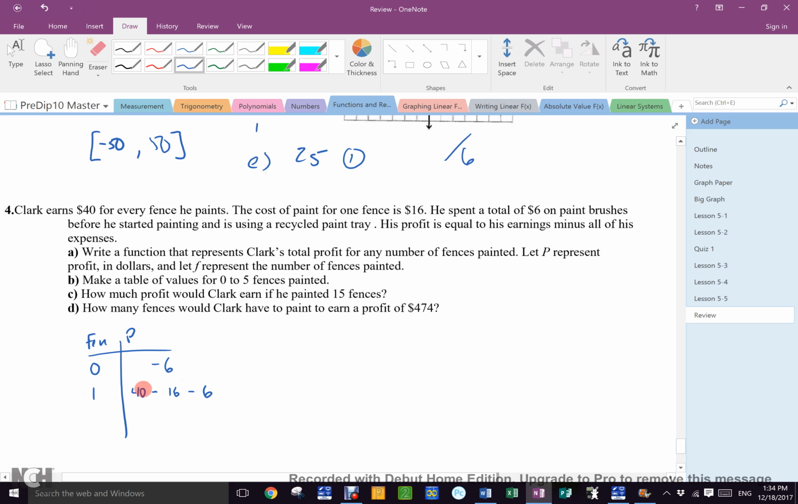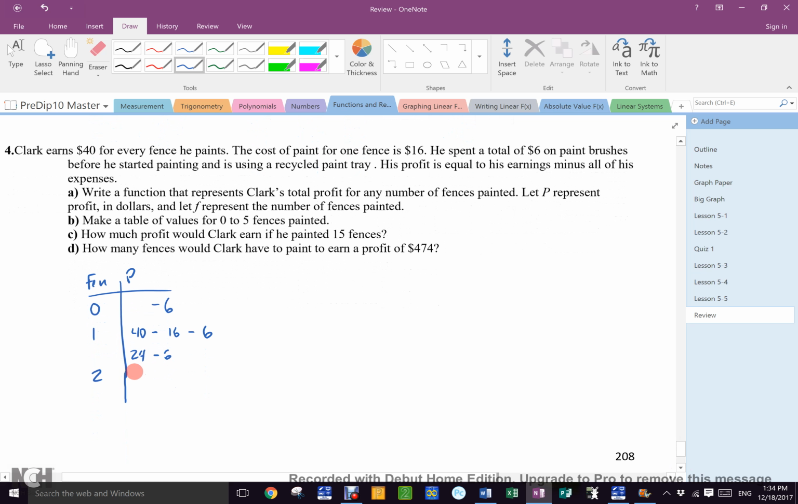So that one fence is really 24, right? Minus 6. Now that second fence is going to be what? I get 24 per fence times how much? Two, but I lost my original $6. What's my third fence? 24 times 3 minus 6. What is my F fence?